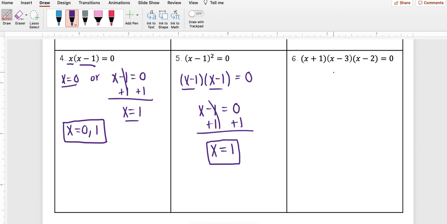Looking at this last one, it's a little bit different. Now I actually have 3 different factors. So we're going to go about this the same way, but I'll just have one more equation that I'm solving. So I'm going to first have x plus 1 equals 0, or x minus 3 equals 0, or x minus 2 equals 0.